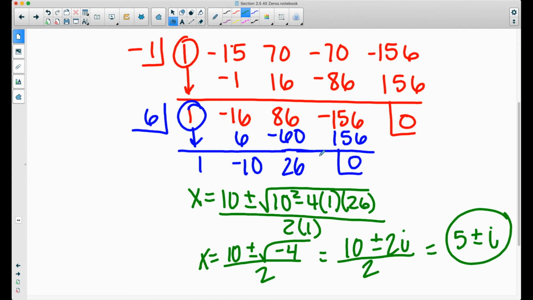Even if you do it the wrong way. Wait, can I leave it as 5 plus or minus i, or do I have to write it out? I wrote mine out as 5 plus i and 5 minus i. That's fine. Or can I leave it as that? Yeah.